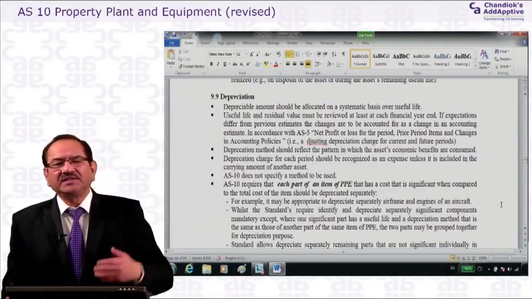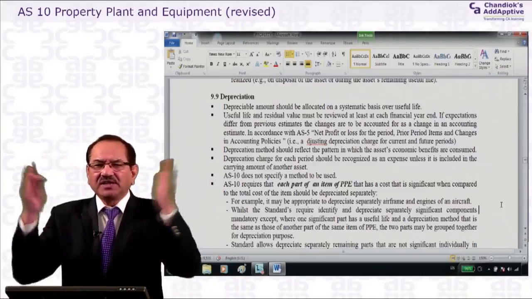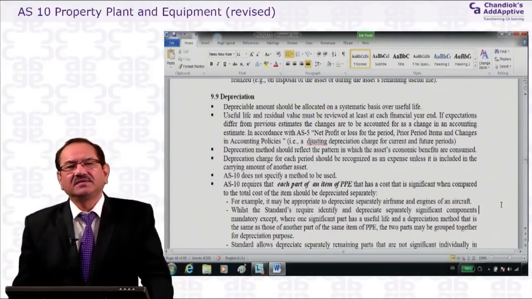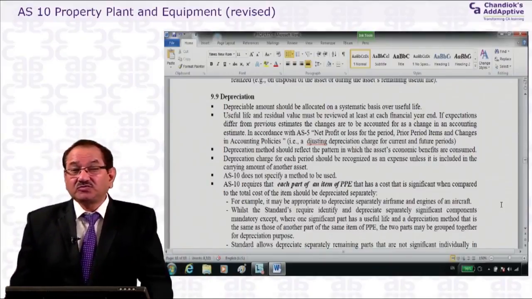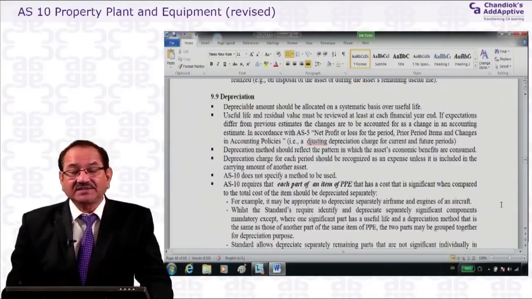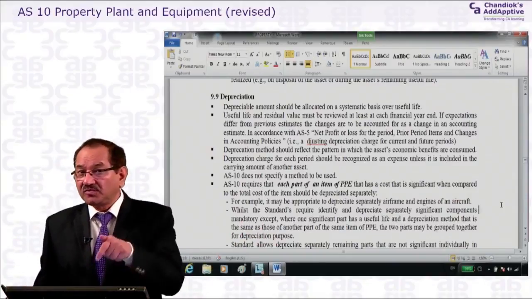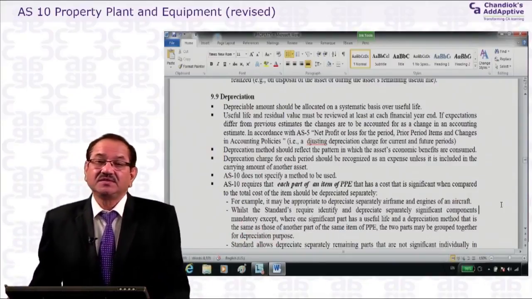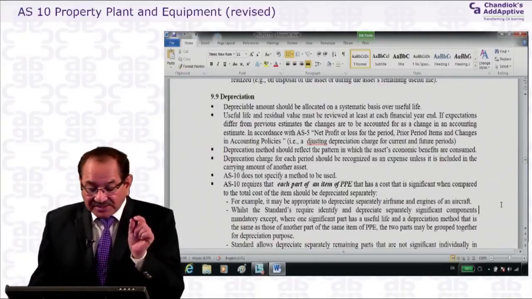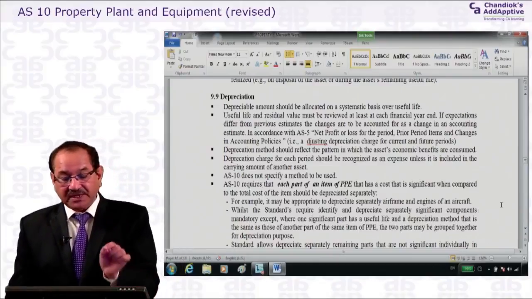But the belt life is different, the seat life is different, the body life is different. Should we divide the total cost of the car, which is suppose 10 lakhs, into so many parts and then provide a depreciation? What does this accounting standard say? No. The principle it provides is that the depreciation method should reflect the pattern.